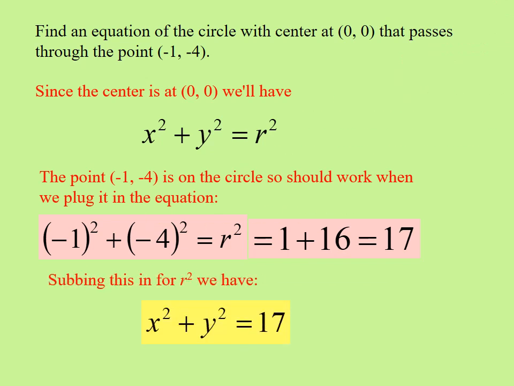So, the standard form now of the equation of the circle with center at (0, 0) and passes through the point (−1, −4) is x² + y² = 17. So, katong point nga giagian sa atong circle at the fourth quadrant, (−1, −4), mao na siya ang point atong gamiton to get the radius of the circle.